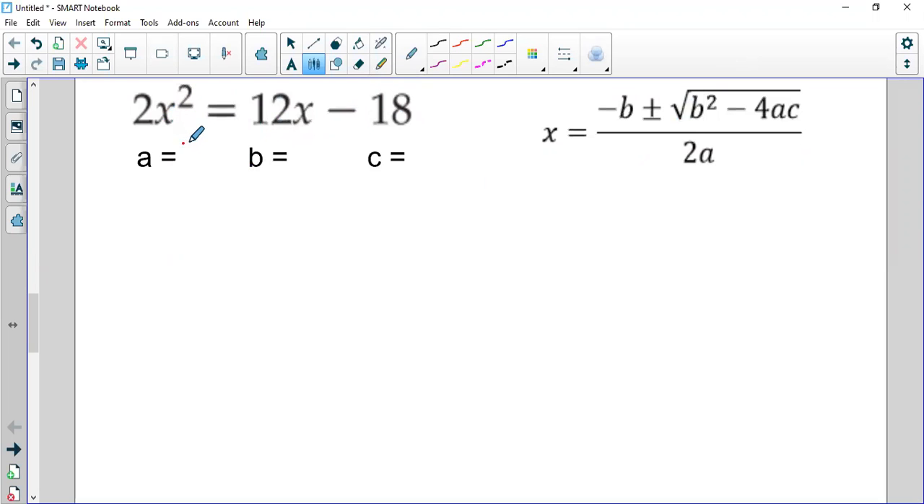So that means that A is positive 2. B, once I move it, is negative 12. And C, once I move it, is positive 18. I just did that in my head. If you can do it in your head, go for it. If you need to write it, write it.